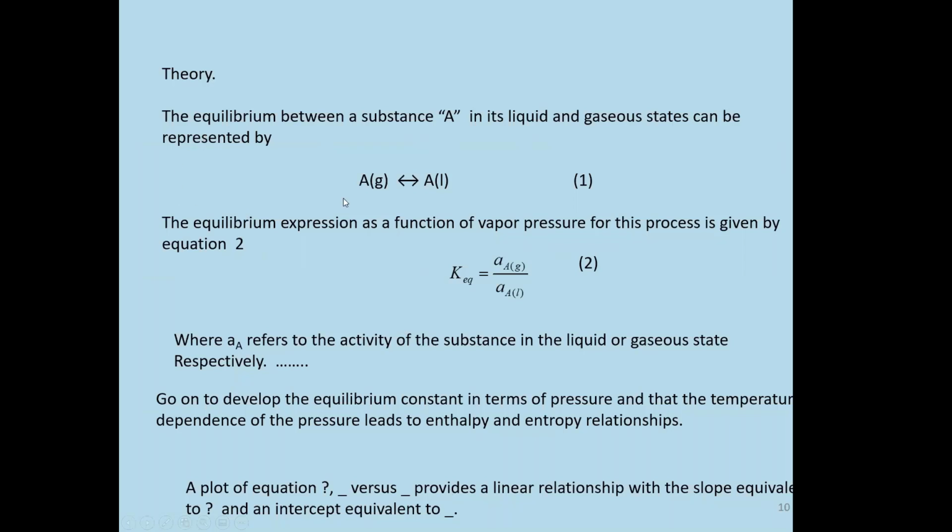This is the theory part I will write for this experiment. You will notice that I use the letter A as the substance. This is because we are going to measure the parameters for two chemicals, so I just use the letter A to represent the generic information.